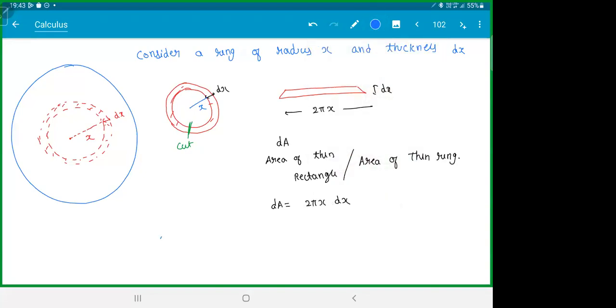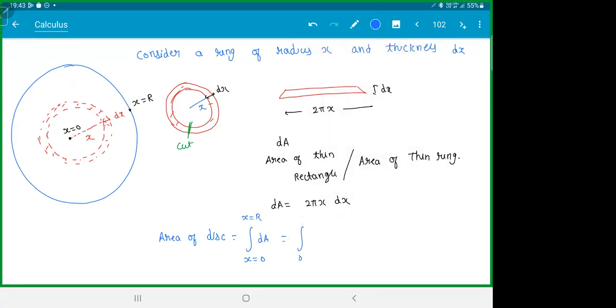So if you want to find the area of the disk, you have to add the area of all the thin rings. So area of disk will be integral dA, basically the area of the rings. And the rings are starting from where? x is equal to 0 is the first ring at the center. The last ring will occur at x is equal to r. So the limits will go from x is equal to 0 to x is equal to r. That is the meaning of limits.